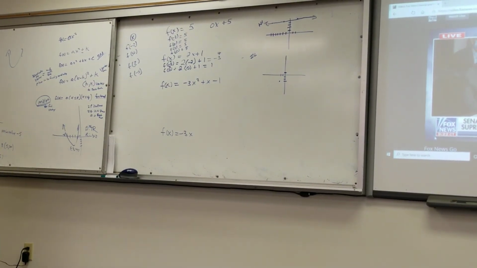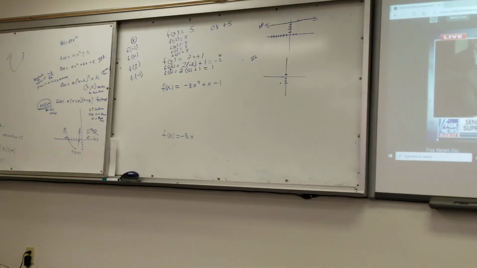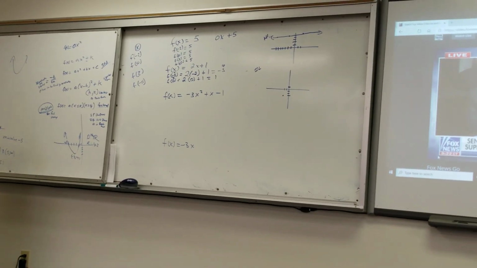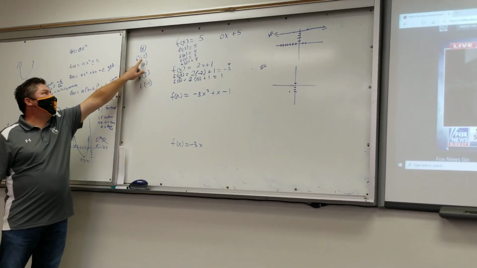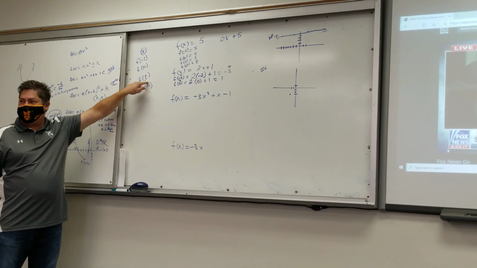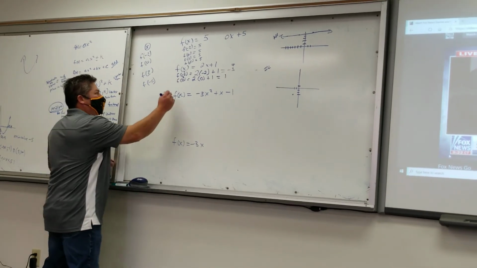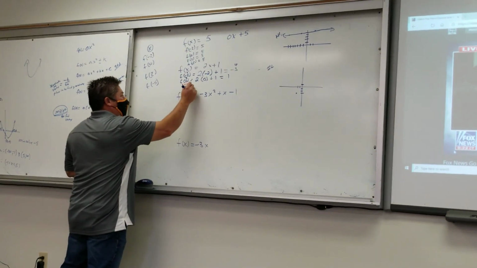Everybody with me so far? Okay. All right. Now what? What should I replace? What do I need to replace? I need to replace a -2, I need to replace a 0, now I need to replace a what? 2. A 2. F of 2.